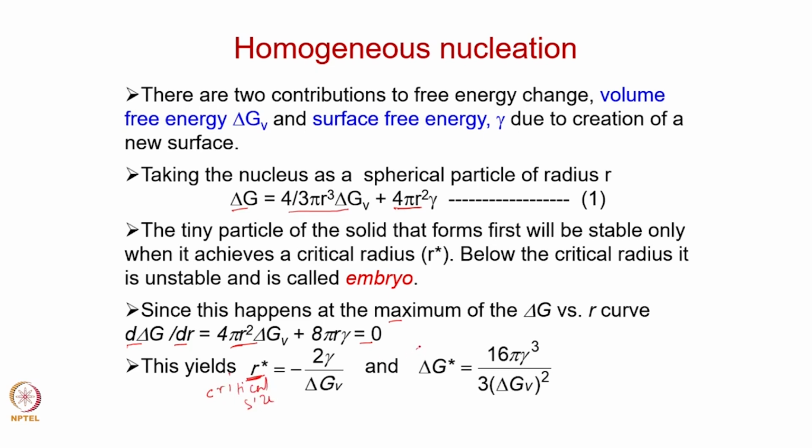And you can also derive the critical free energy change for the nucleus to form. And it will be given by this particular equation over here, right? So this is homogeneous nucleation, where the whole process is mainly controlled by the surface energies, okay? So as long as you have a driving force for this surface to be created, this will continue.